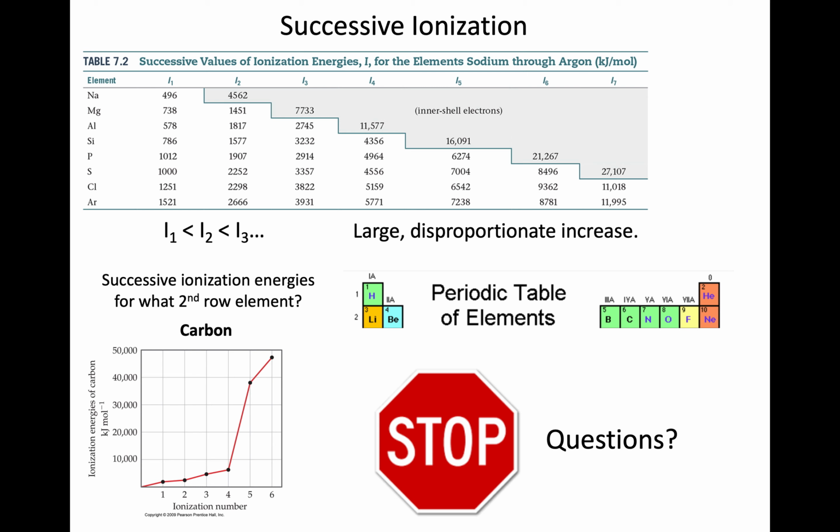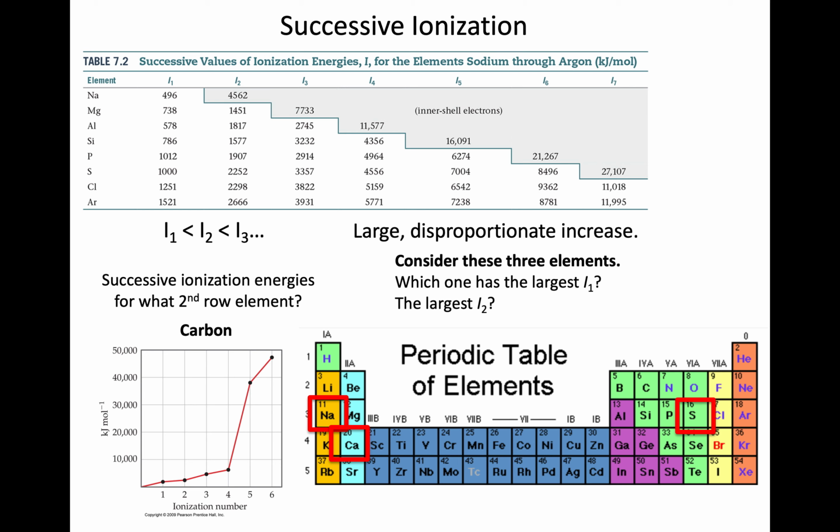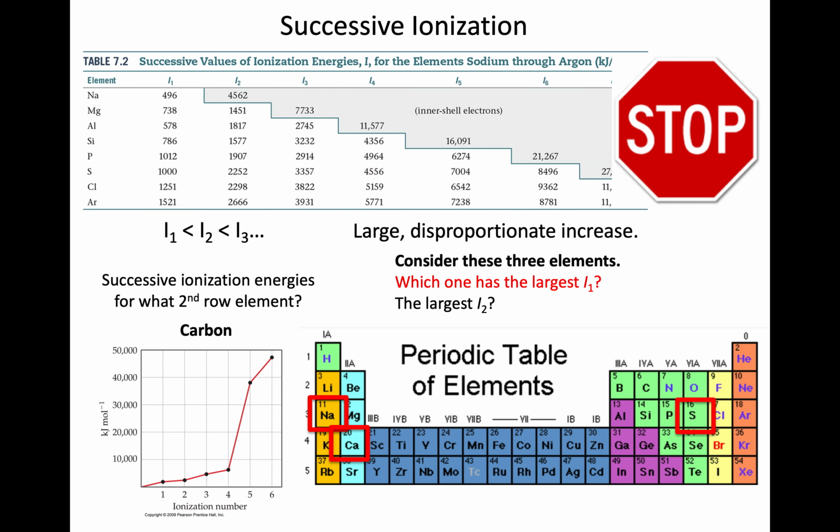What questions do you have about this? Are you able to follow my explanation? Let's see if we can now apply those ideas. Consider these three elements. So I showed sodium, calcium, and sulfur. Which of these has the largest first ionization energy? Make a prediction, offer an explanation. What do you think?